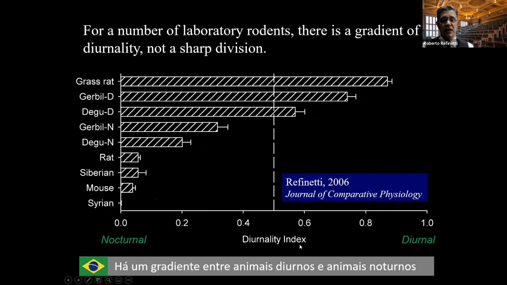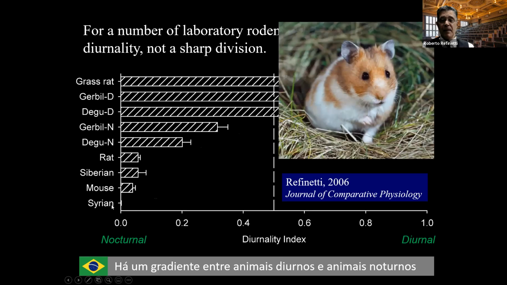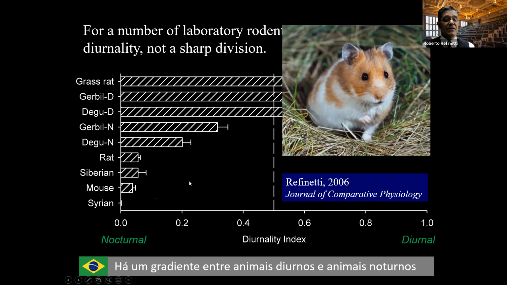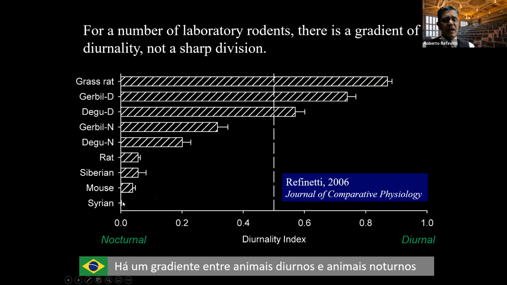What we're showing here on the x-axis is a diurnality index, which is simply the quotient of activity during the light phase of the light dark cycle divided by the total activity. So if the animal is active exclusively during the light, it will be a perfect 1. That's diurnal. If the animal is exclusively active during the dark, it will be a 0, it will be nocturnal. And as you can see, the Syrian or golden hamster, there's a picture there, is very much that way. It's a truly nocturnal animal. The grass rat, yeah, it's almost fully diurnal, not quite.